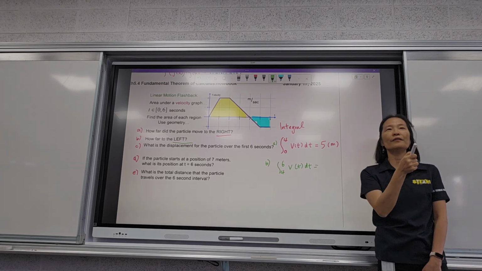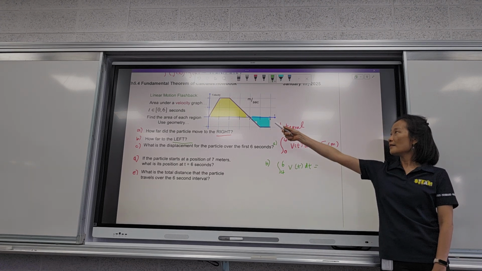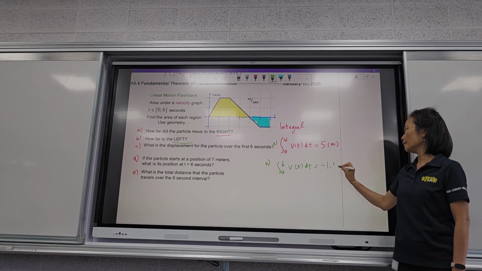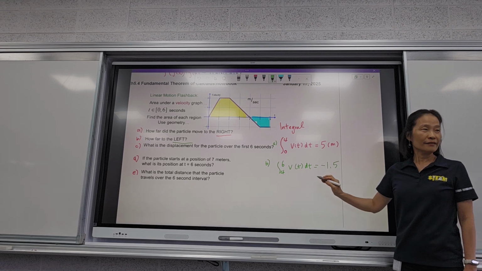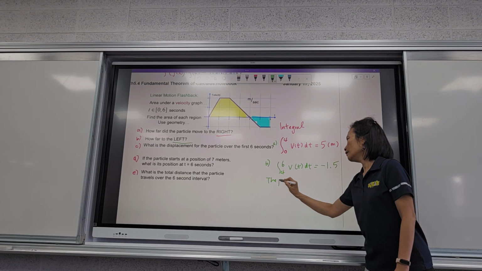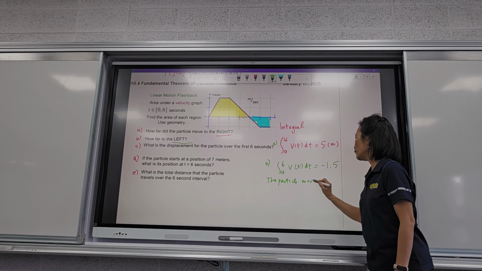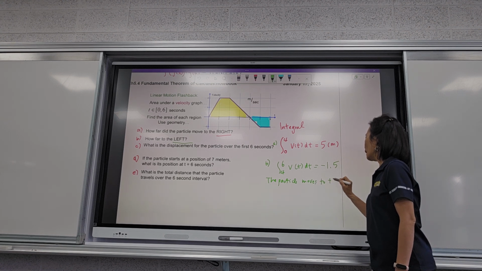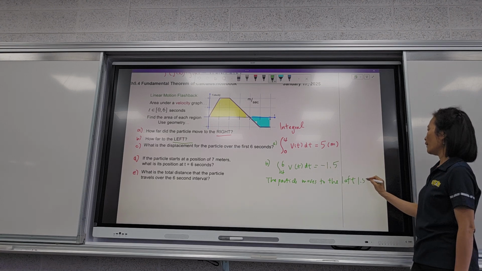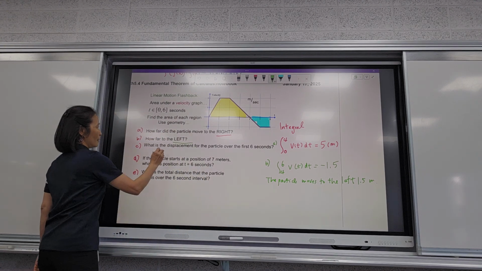1.5. But be careful, because I am writing in the integral notation and this is below the axis, so the sign should be negative: negative 1.5. Why is that negative? So you have to answer: the particle moved to the left, which is actually expressed as negative 1.5 meters. Good. C, what is the displacement?